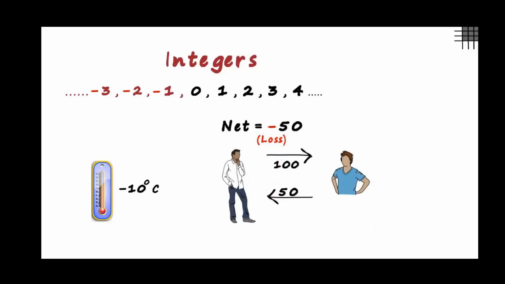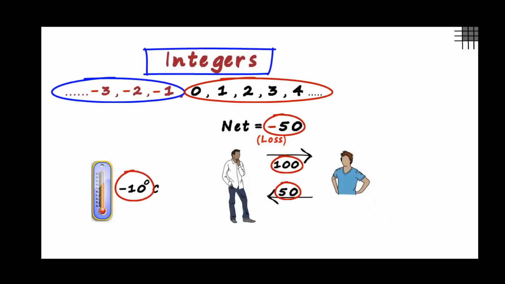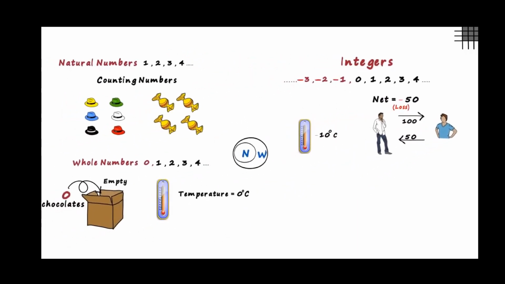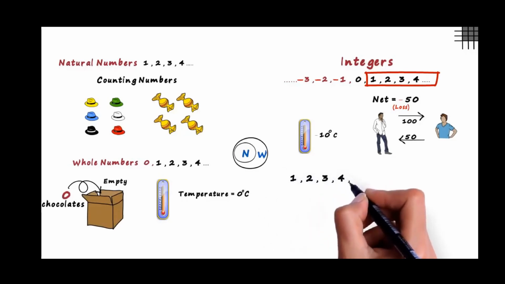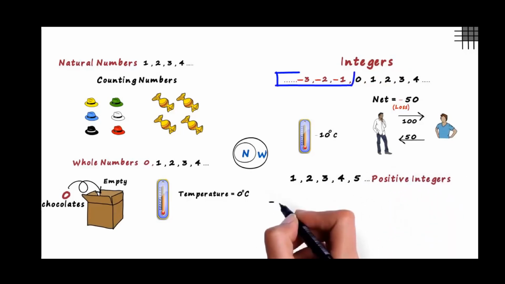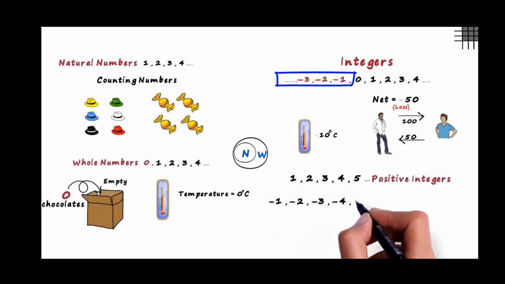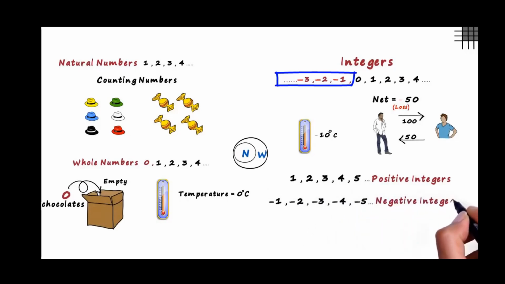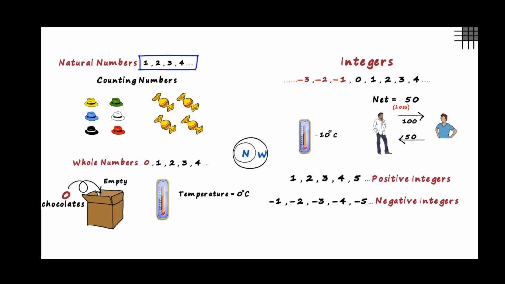Coming back to integers, all these numbers are integers. We zoom out slightly to understand another interesting concept. The numbers 1, 2, 3, 4, 5 and so on are called positive integers and numbers -1, -2, -3 and so on are called negative integers. We can also define natural numbers as positive integers. Then what about 0? Well, it's neither positive nor negative. Now look at all three of them together. It tells us that all natural numbers and whole numbers are integers.